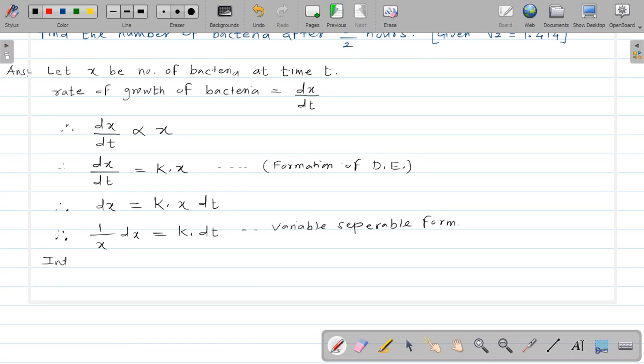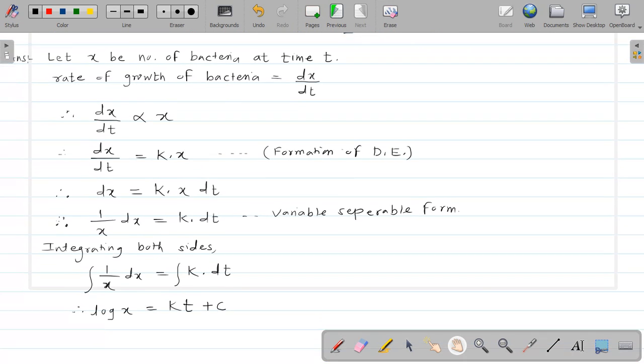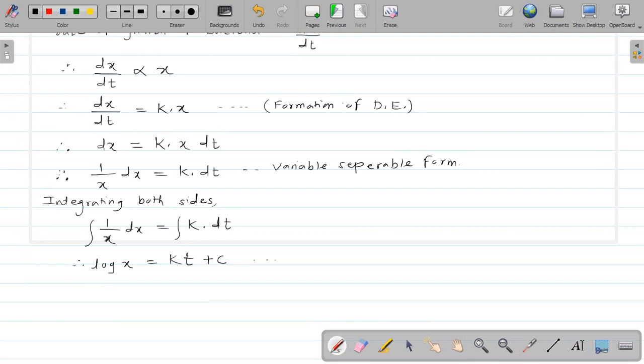So now integrating both sides. Now see what you will get here. It will be integration of 1 upon x dx is equal to integration of k into dt. Now all of you know that integration of 1 upon x is log x, is equal to, here k is a constant, so k stays as it is, into integration of 1 with respect to t is t plus c, and this is called the general solution of the given differential equation. So see this carefully: log x is equal to kt plus c.